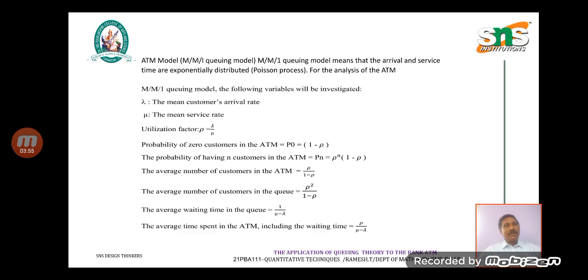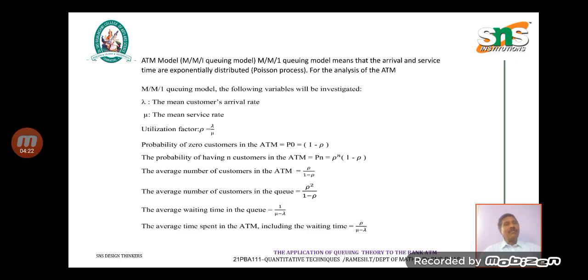Next, the probability of zero customers in the system. How do we calculate this? Before that, the probability of n customers in the system, Pn, is equal to rho power n into 1 minus rho. If n is equal to 0, that is the probability of zero customers in the ATM, P0 is equal to 1 minus rho, because rho power 0 is 1, since anything power 0 is 1. Therefore, P0 is 1 minus rho.